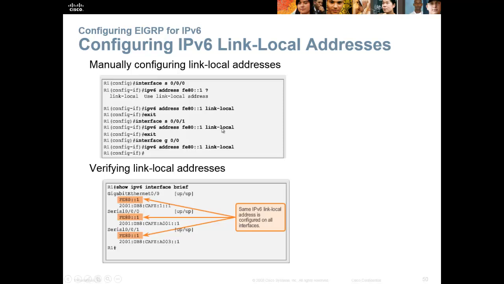So in this case, they're going to create all three of their interfaces on FE80::1. So all three interfaces are going to have the same IPv6 address. Again, you can do that.